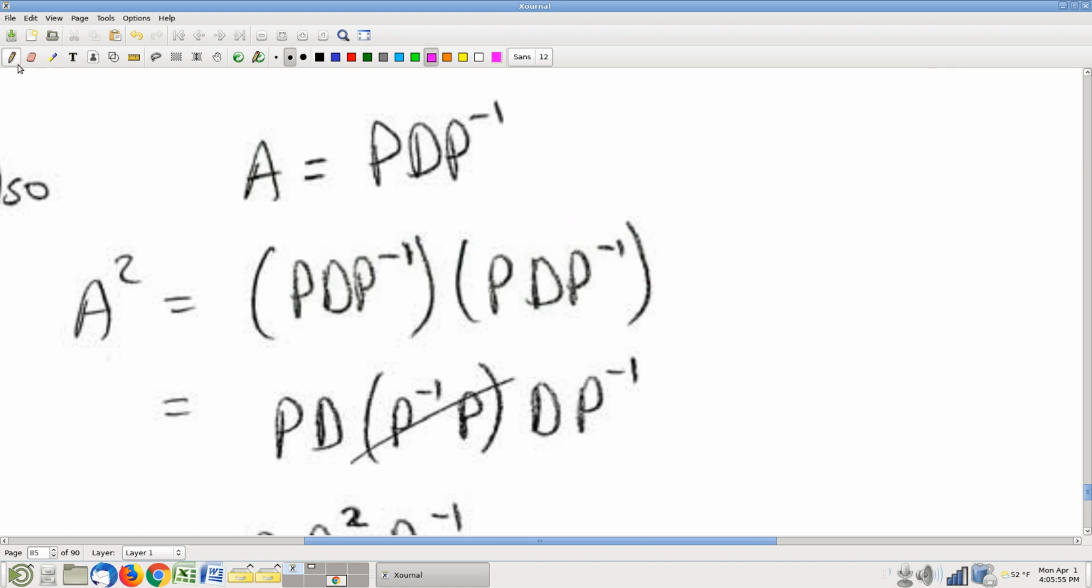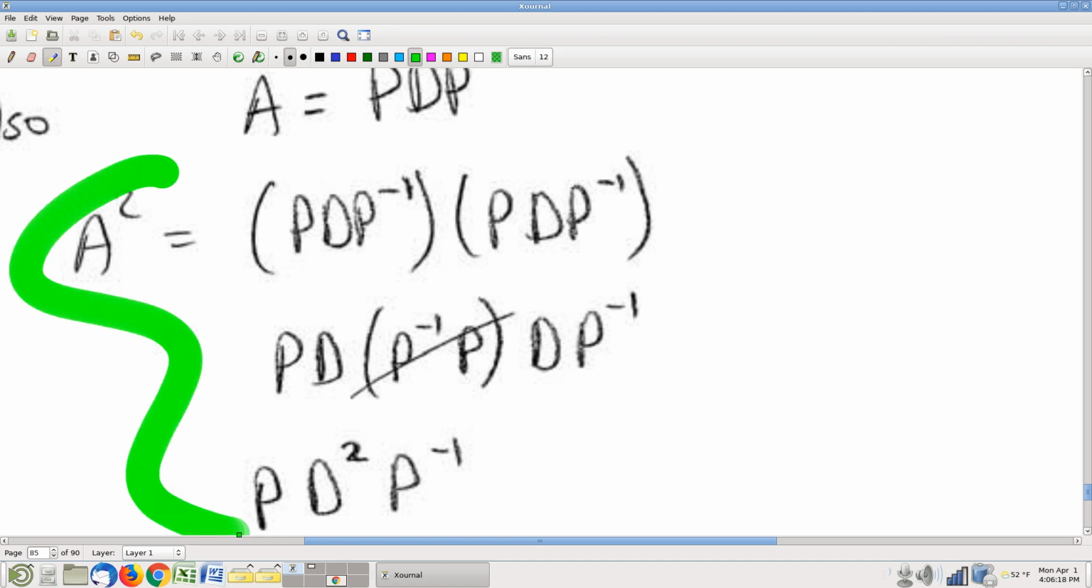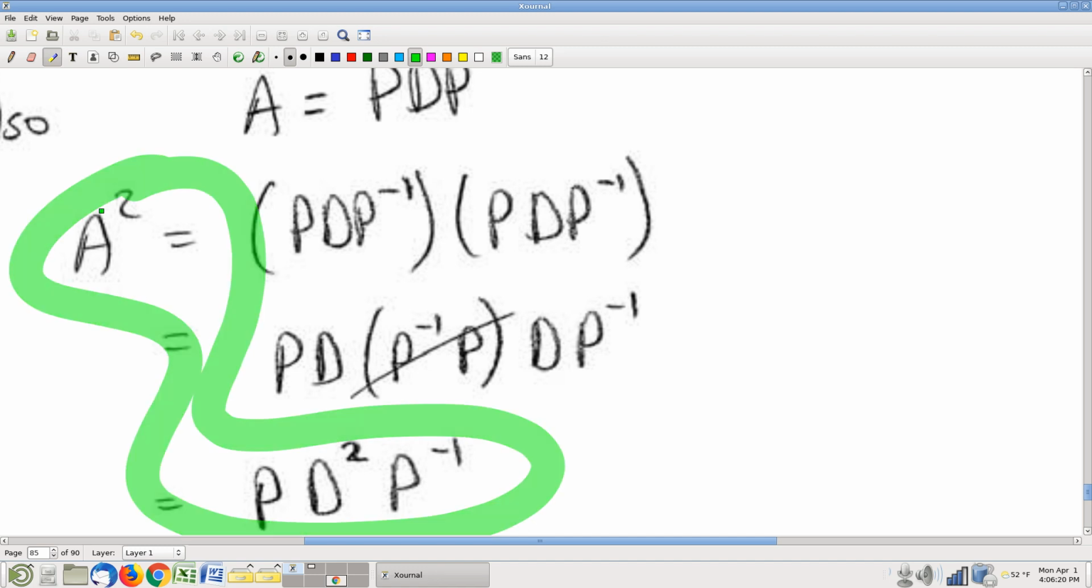Well, now we're allowed to move parentheses around, right? That matrix algebra has this feature. Therefore, I can do that. The P inverse and the P cancel. And what I'm left with, you'll notice, is I have a copy of D right next to another copy of D, and that gives me D squared. So very nicely, because of this kind of telescoping, a power of A is a conjugate of a power of D. Just like A itself is a conjugate of D itself, so are the powers.